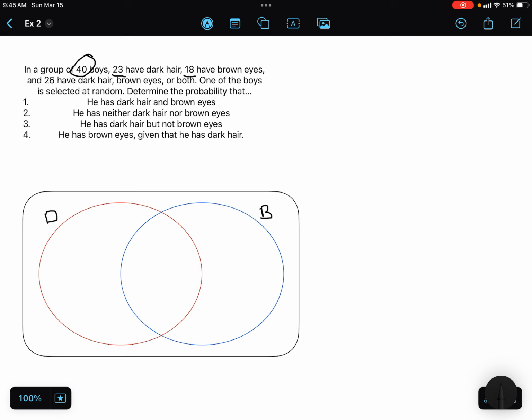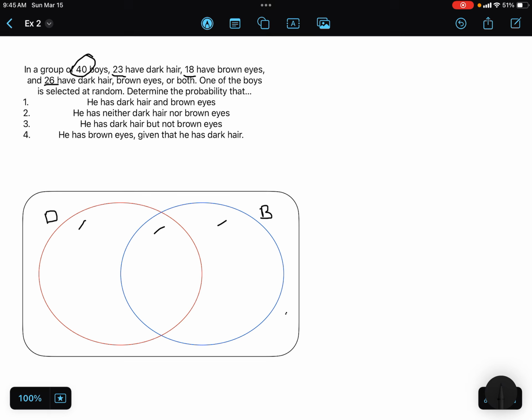So, what I see here in this problem, we have 23 have dark hair, 18 have brown eyes, so we already know we're already over 40. We know that there's going to be some both. And then pay attention to this next part. 26 have dark hair, brown eyes, or both. So 26 out of the 40 kids land in here, or in here. That means the rest of them are going to be out here in the neither land.